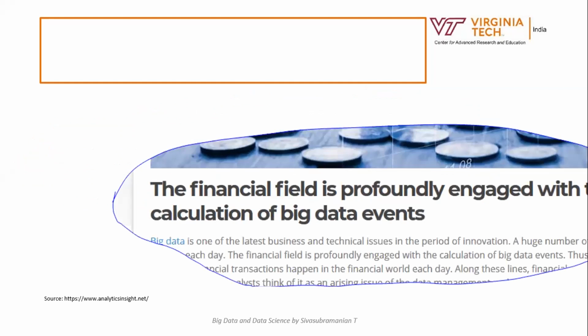How about the financial industry? The financial field is profoundly engaged with the calculation of big data events. If you look around the world, so many genuine and fraudulent transactions happen every millisecond, right? They're all big data, high volume data. So you collect all of that and process it in order to make sure whether the transaction is a genuine transaction or an incorrect transaction. I'll try to give an example about this in a while.